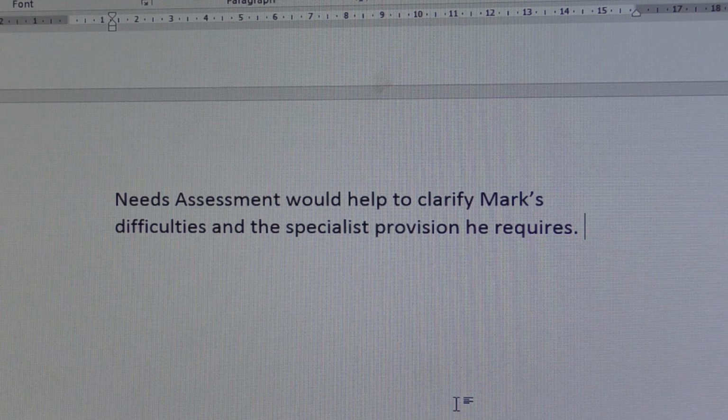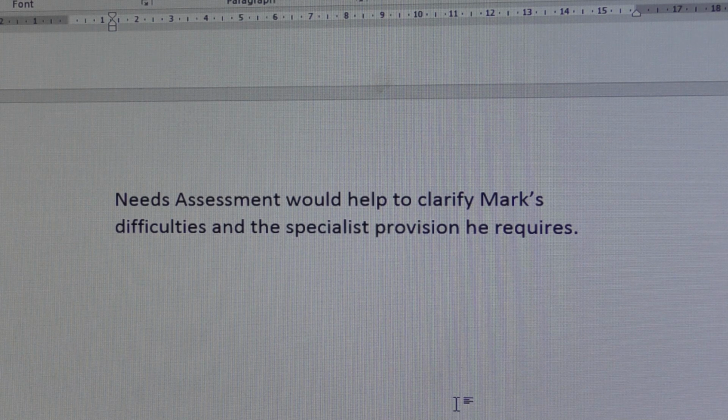There we are. So the letter has almost been constructed in 3 different parts. We're making the request under the Children and Families Act, Section 36. That identifies that it's a formal request. We're providing details of Mark's school and the appropriate contact at the school. We're providing details of Mark's learning difficulties as we see them. We're providing details of the support that he's had and the support that we think he requires.